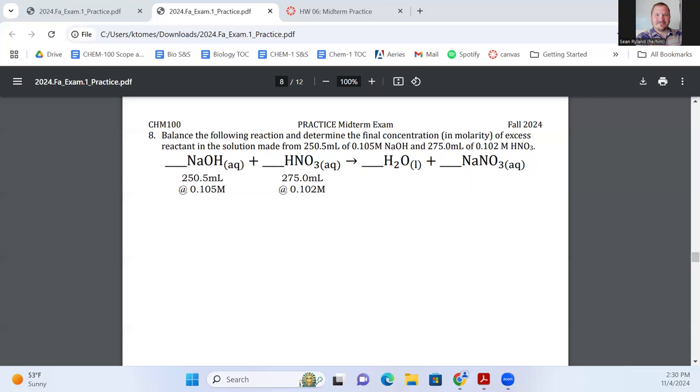525.5. That's milliliters, so we want to divide by 1,000, put it in liters. That's going to give us our final concentration. Should be roughly double 0.0018, right? So 0.004 or so. Boom, final answer.